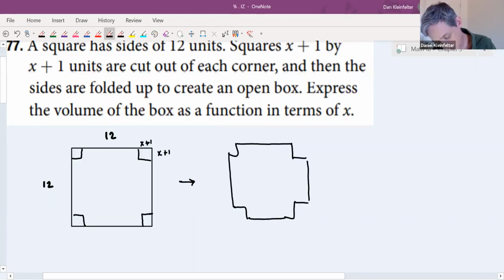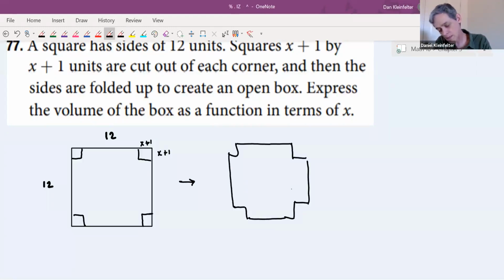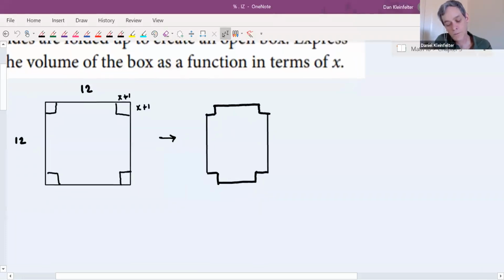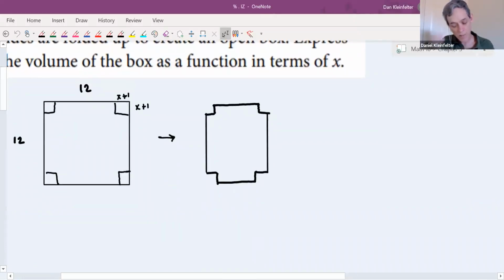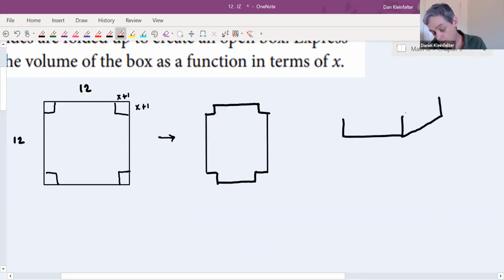That's not a good picture. Let me make a better picture. Hang on a second. All right, that looks a little bit better. So what we're going to do then is take and fold up those sides to create a box with an open top, like the bottom of a gift box you might get at the holidays or your birthday, or an In-N-Out Burger to-go box, right? Just an open top rectangular box.